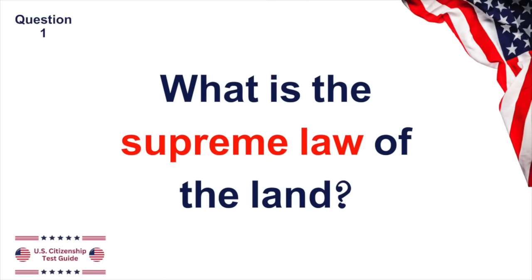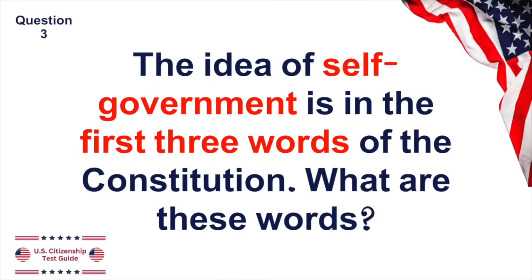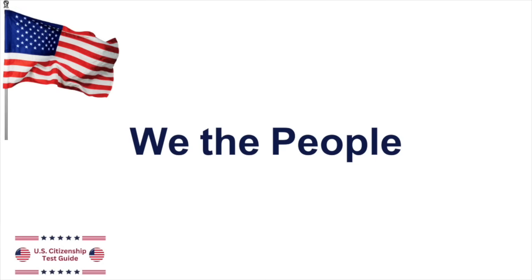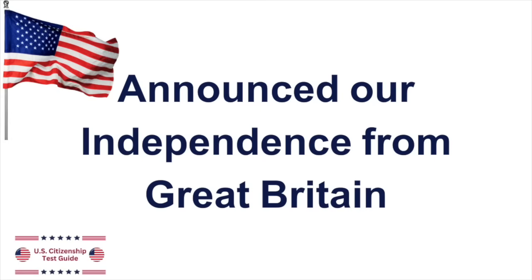What is the supreme law of the land? The Constitution. The idea of self-government is in the first 3 words of the Constitution. What are these words? We the people. What did the Declaration of Independence do? Announced our independence from Great Britain.